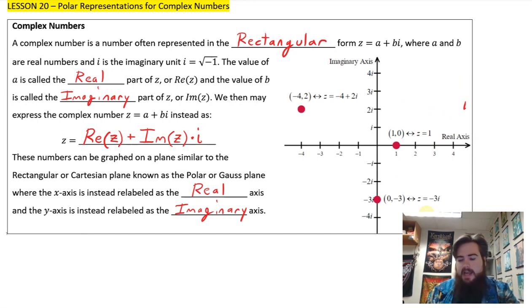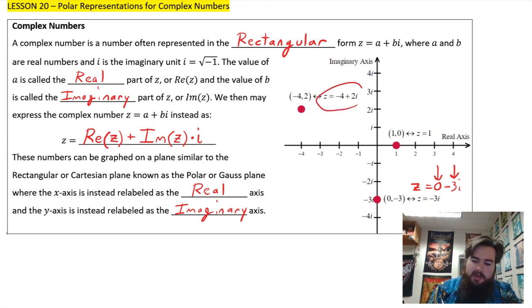If we instead have the point on the y-axis down here, this is z equals -3i, or z equals 0 minus 3i. This means that we have a real component of 0 and an imaginary component of -3. So if we were to graph this on the Gauss plane, that means go 0 right or left, and then go down a distance of 3.